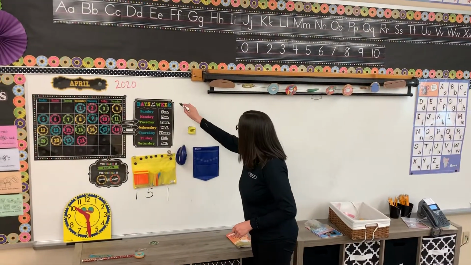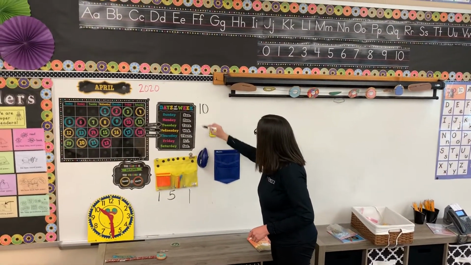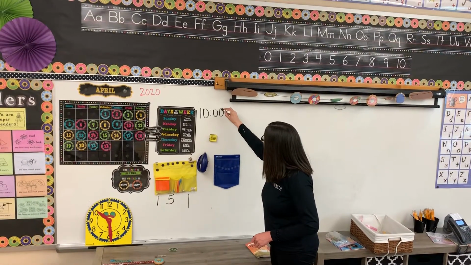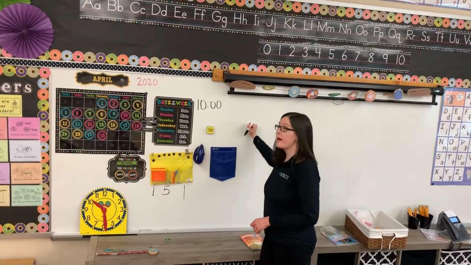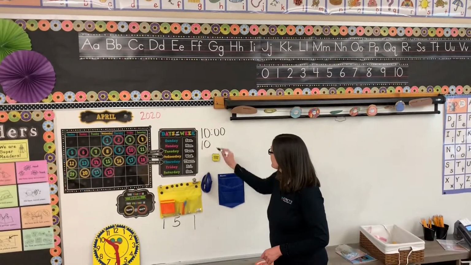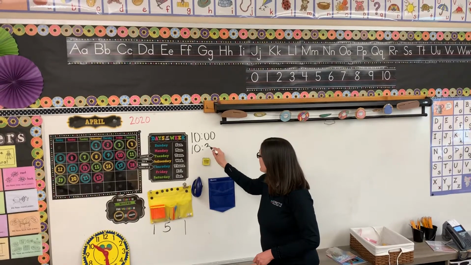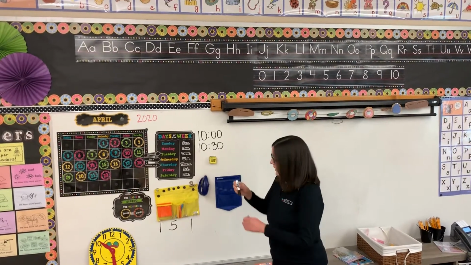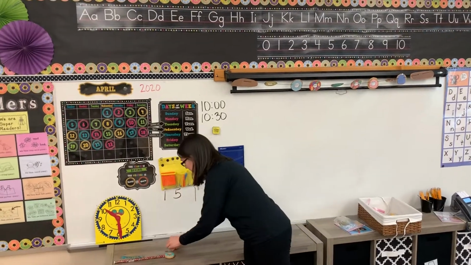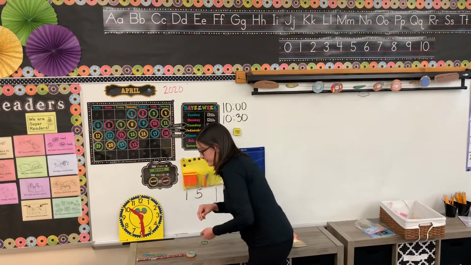Let's review what it looks like when we write those times down. 10 o'clock would look like this. 10, and a 00 for o'clock. 10:30 would look like this. 10:30. There we go.